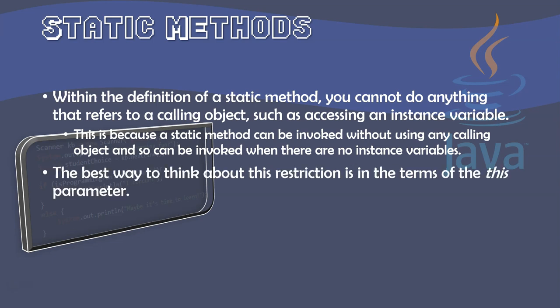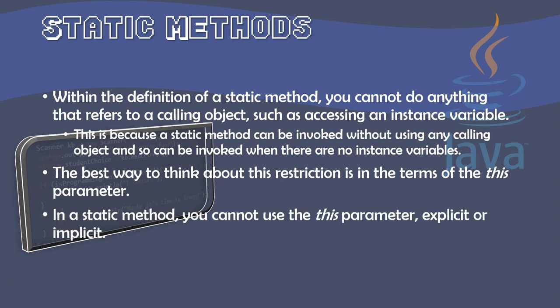The best way to think about this restriction is in terms of the this parameter. If you remember how the this parameter works, that might give you a clue of how we handle some of this. In a static method, we can't use the this parameter, whether through an explicit call using this dot or an implicit call where it's implied to be there.